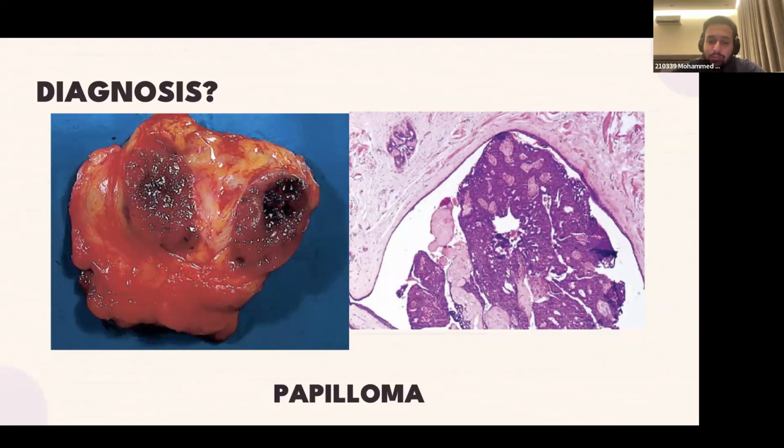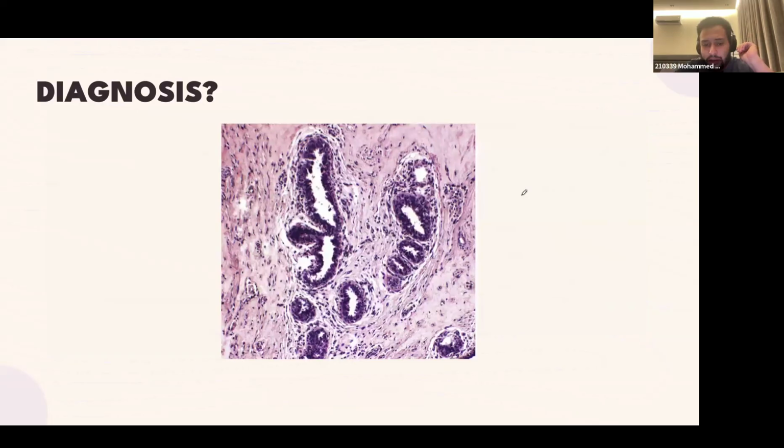Why? It's usually right under the nipple. Right under, so it's in a major duct, a very large duct. So hence it causes bloody discharge. That is intraductal papilloma. Now, how about this patient? What do they have?